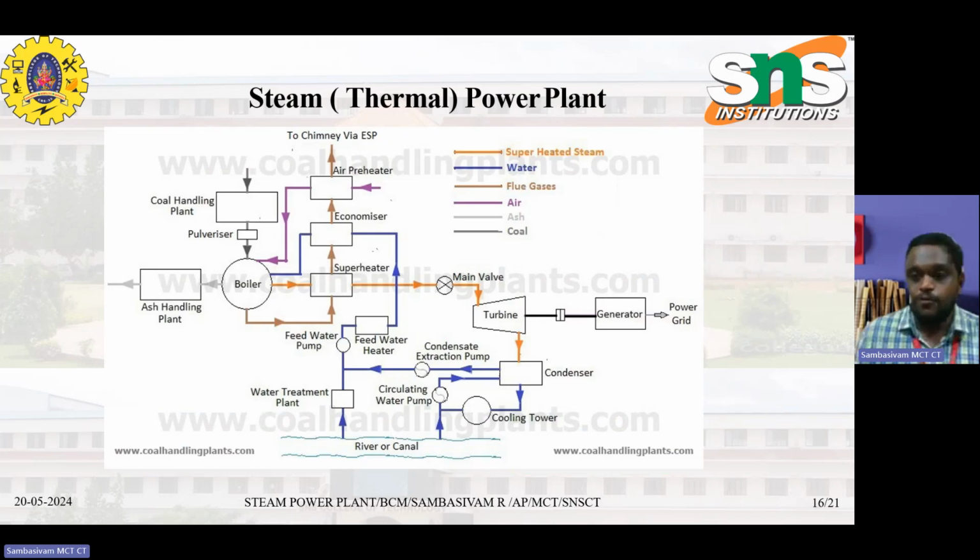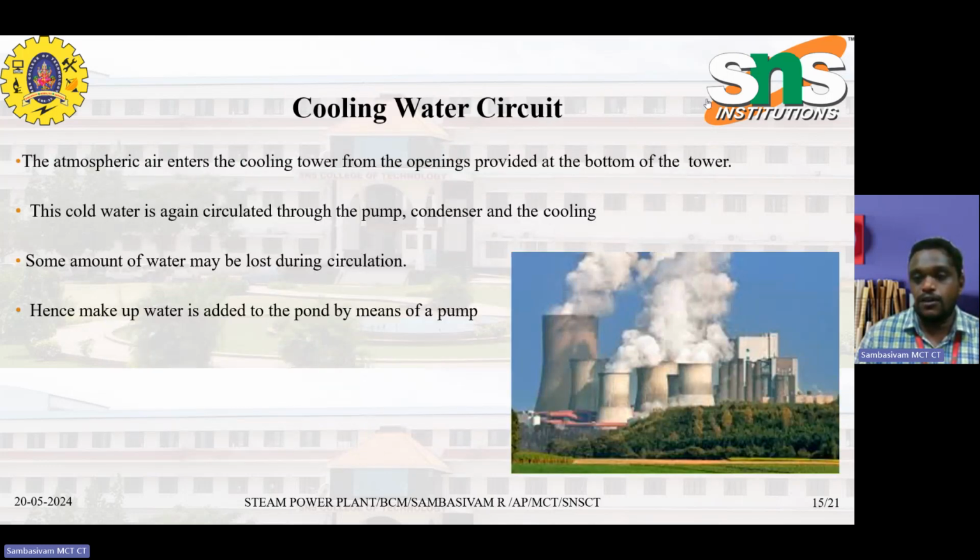This is how the different technologies and working conditions of a steam power plant are explained. In the next video, we are going to discuss the working conditions, what is required, and the merits and demerits.